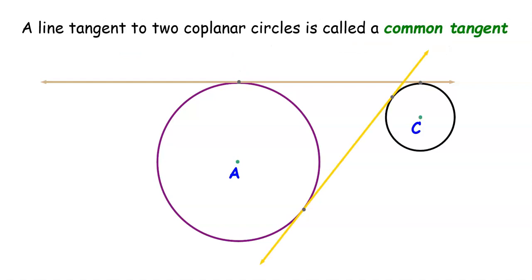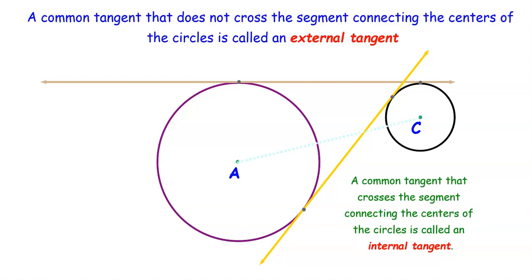If we have multiple circles and lines that are tangent to both, we call those lines common tangents, and we name the common tangents according to whether or not they cross the segment that connects the centers of those circles. So if the line, like the beige one, doesn't cross the segment connecting the centers, we call it an external tangent. If it does, like the yellow tangent line here, we call it an internal tangent.